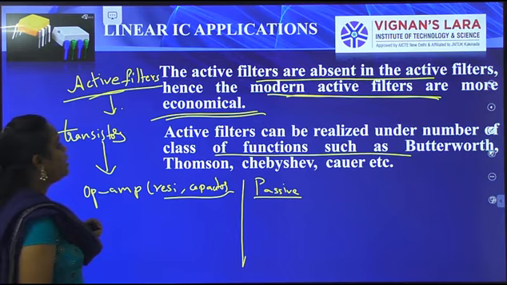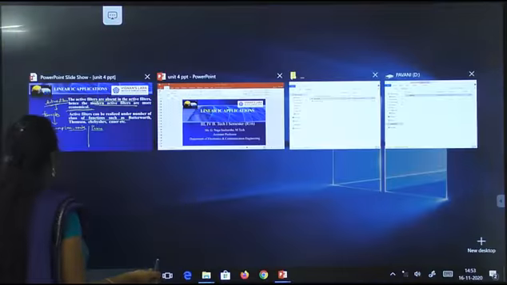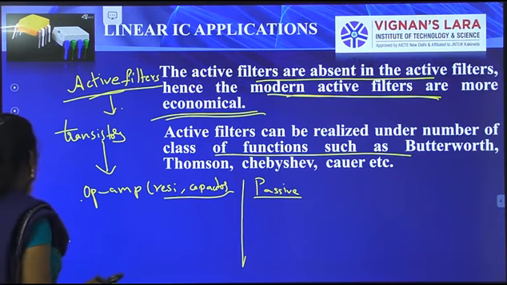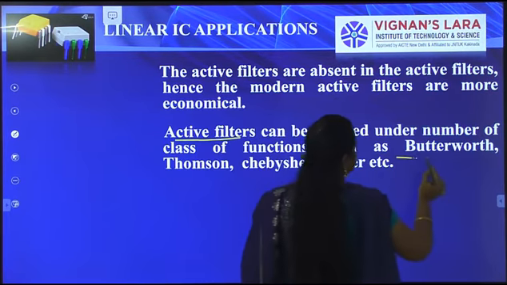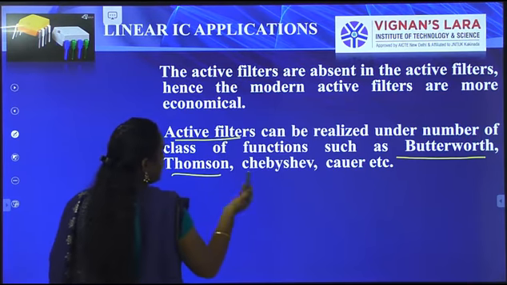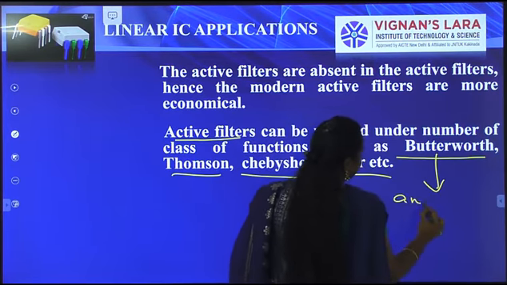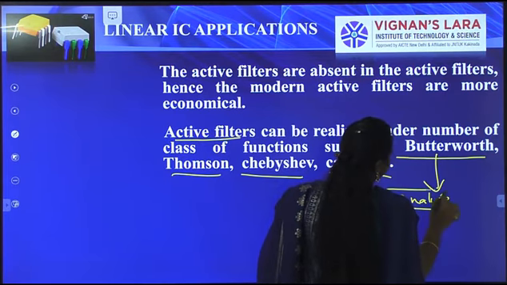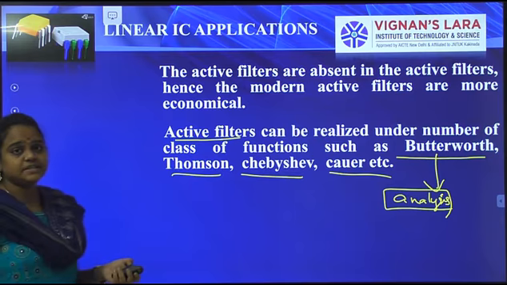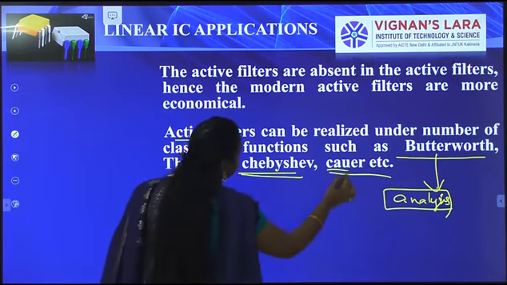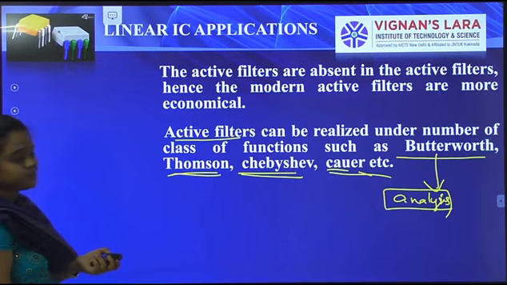Active filters can be realized under a number of classes of functions for the designing of active filters, such as Butterworth, Thomson, Chebyshev, Kaiser, etc. Here we already know about the Butterworth. By using the Butterworth analysis, we are going to design the filters. So active filters can be realized by using Butterworth, Thomson, Chebyshev, Kaiser, etc. In this unit, we are going to design the active filters by using Butterworth analysis.